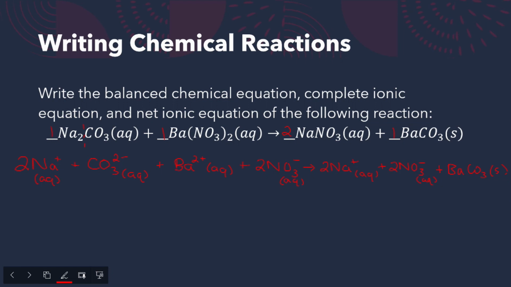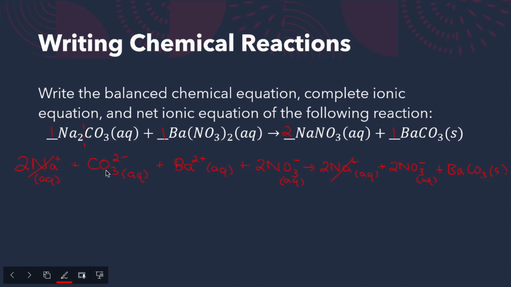which means we have to find the spectator ions, cancel them out, and then write the net ionic equation. So let's see which ions are on both sides of the equation. So we have 2 sodium plus in aqueous form, and let's look at this side. We have 2 Na plus in aqueous form on this side too. So this goes unchanged throughout the reaction, and we can cancel them out.